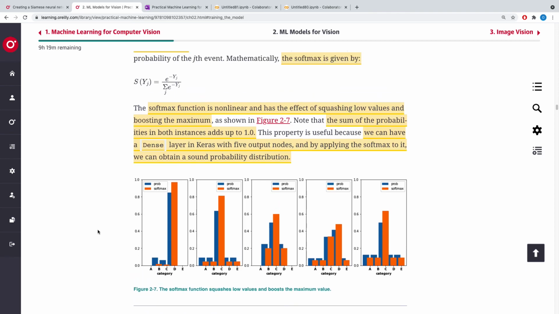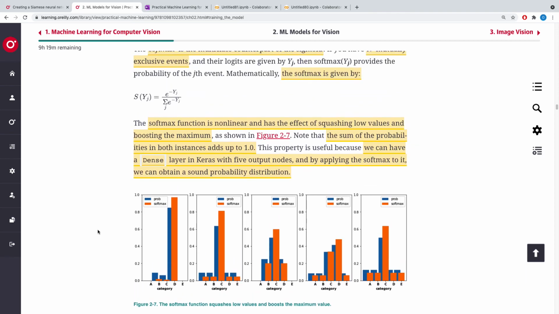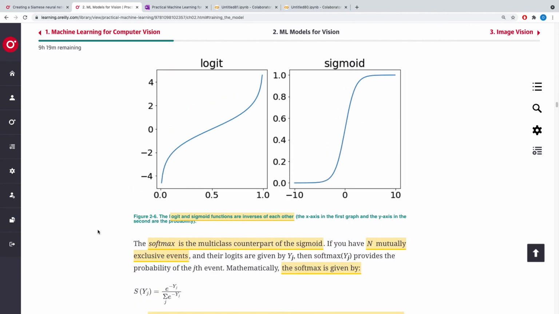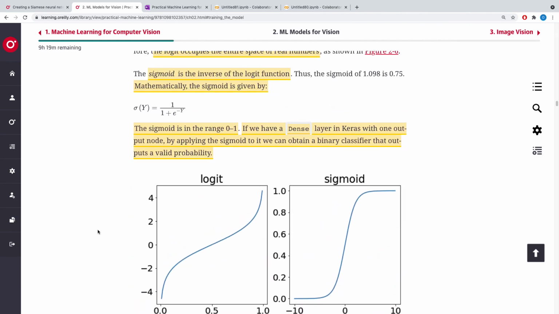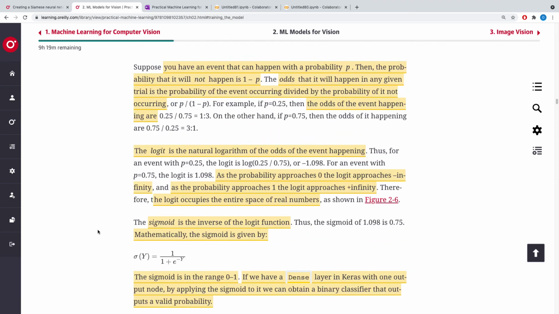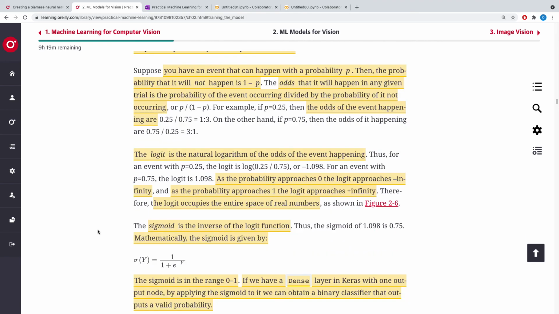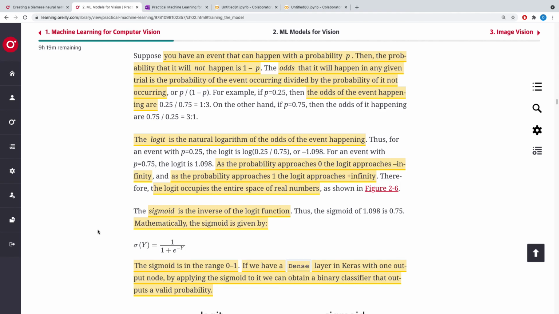So that's essentially about the logit, sigmoid, softmax, and the odds. Thank you very much and see you in the next one.